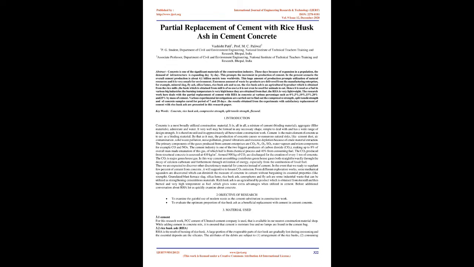The husk which is obtained from the mill is of no use, i.e., it cannot even be used for animals to eat. Hence it is used as a fuel in various big industries. The burning temperature is very high, and the ash is obtained from that. The RHA is very lightweight.